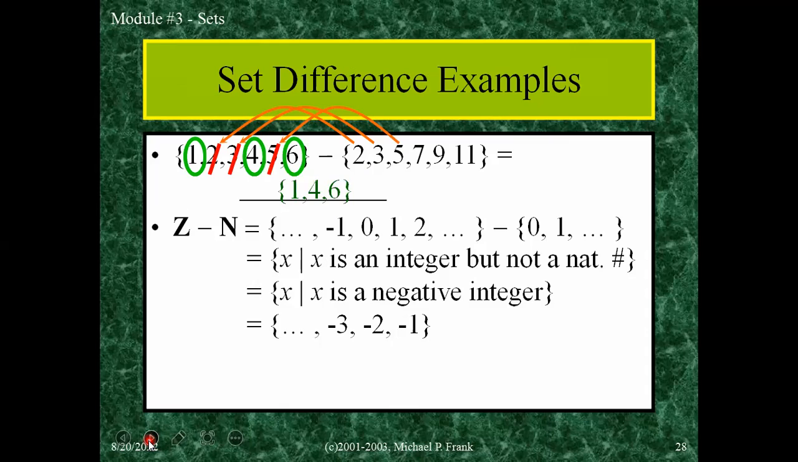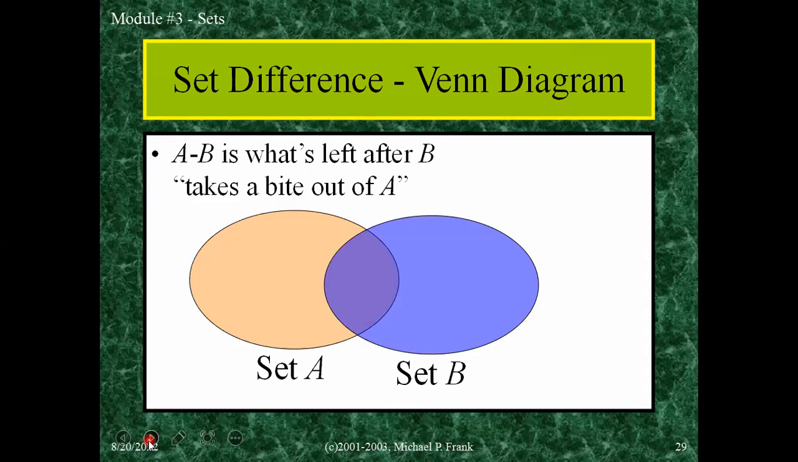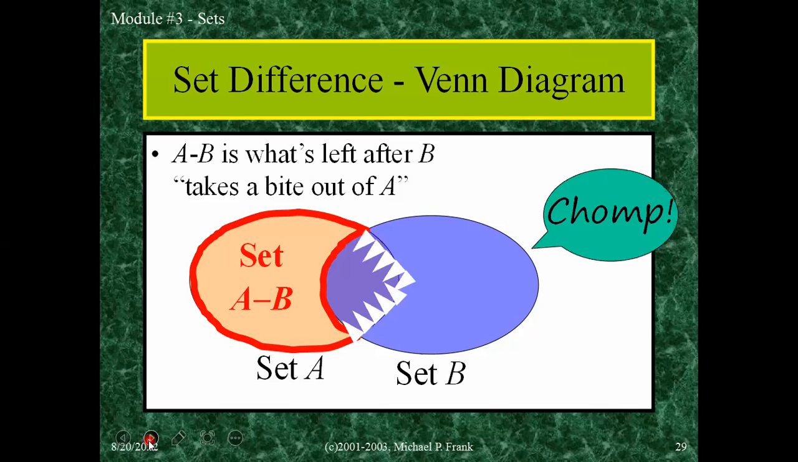So we have to remember how to operate the set difference. A minus B is what's left after B takes a bite out of A. That means from set A, we have to delete the portion of B from set A. So set A minus B is this red portion only. And all the terms you have to crack.